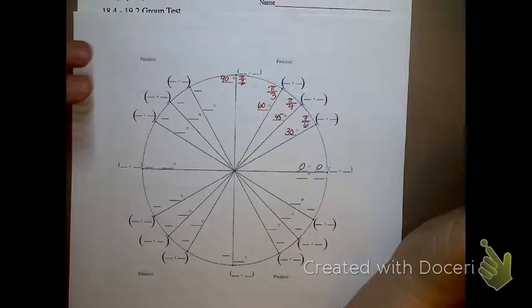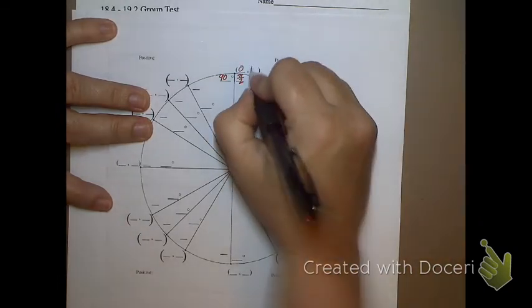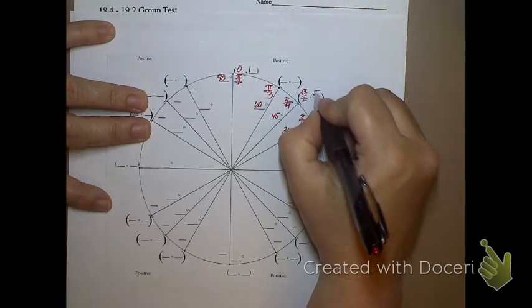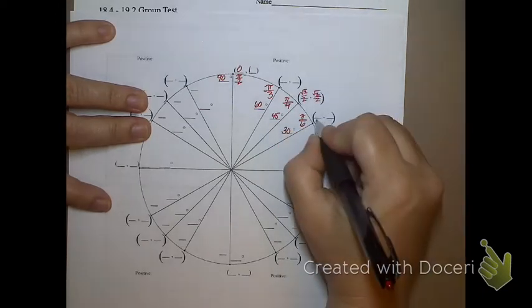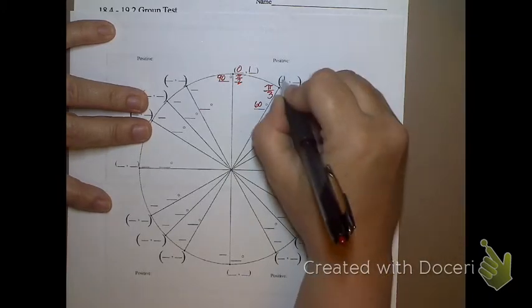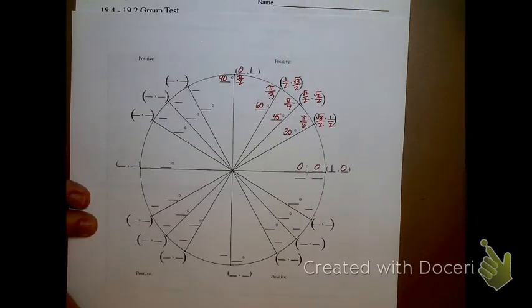Yeah? I have the point 1, 0, 0, 1. I know these guys are rad 2 over 2 and rad 2 over 2. This guy is rad 3 over 2 and 1/2, and this guy's 1/2 and rad 3 over 2. Okay? Should take you about 30 seconds to fill in the first quadrant.